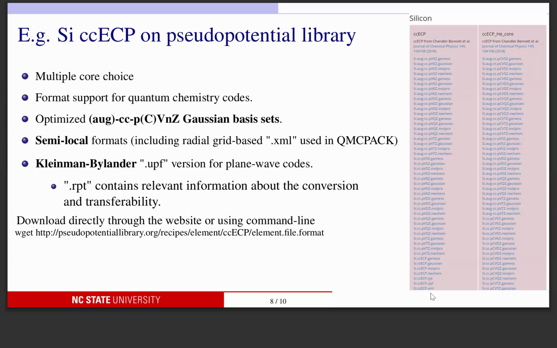But at the very end, you'd usually find the CCECP parameter files in their semi-local format, including the radial grid beads XML used in QMCPACK. Also, finally, we have the Kleinman-Bylander UPF versions for the plane wave codes. And we also include an RPT file that contains relevant information about the conversion and the transferability. Just one thing to note is that for heavier elements where we have added the spin orbit terms, you'd find we distinguish between them. So you'd have ccecp.arab and ccecp.sorab. This is something to note when you are using them.